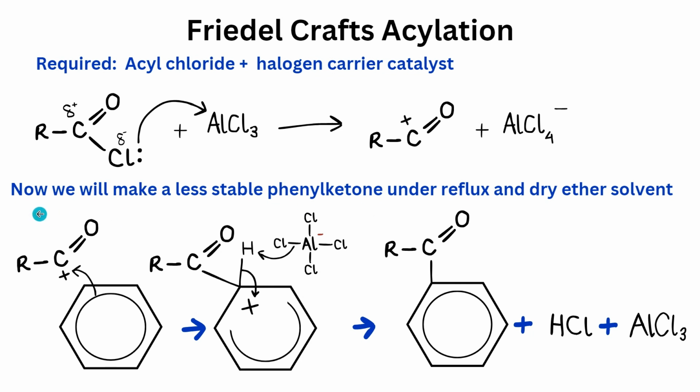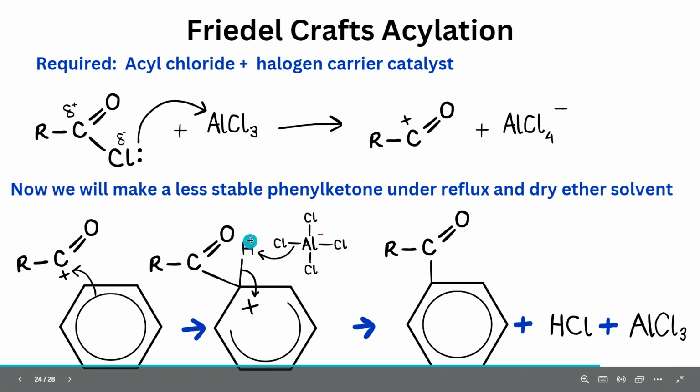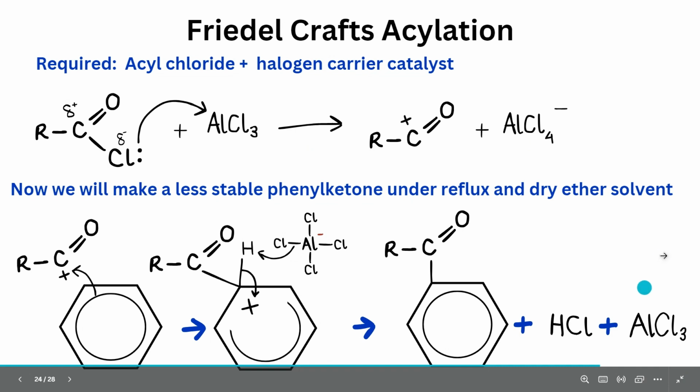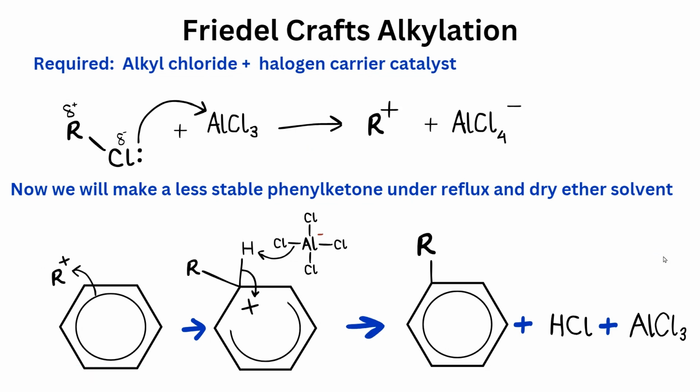Now, we make this phenyl ketone. This is made under reflux and dry ether solvent. The same electrophilic substitution process occurs. The only difference is that this hydrogen atom is attracted to this negatively charged molecule, and we form HCl and AlCl3. These two combine and this separates and we have regenerated our catalyst. So we're done. Now Friedel-Crafts alkylation is very similar to Friedel-Crafts acylation.